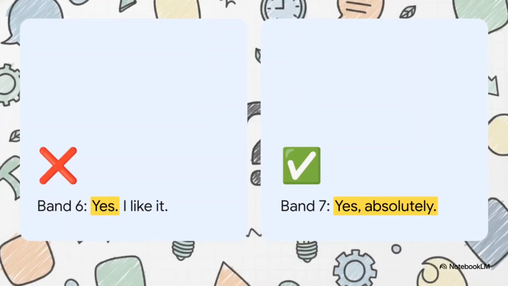A Band 6 answer usually hits a dead end right away with, yes, I like it. The conversation just dies there. Whereas the Band 7 answer breathes actual life into the response. First, they enhance the affirmation with, yes, absolutely. Then they swap out the basic word like for fond of. Finally, and this is the real kicker, they naturally add a specific detail, especially history books. Boom, now the examiner has a topic to smoothly transition into.